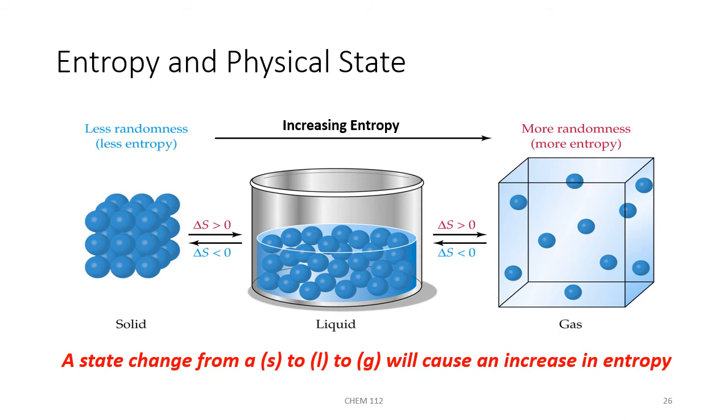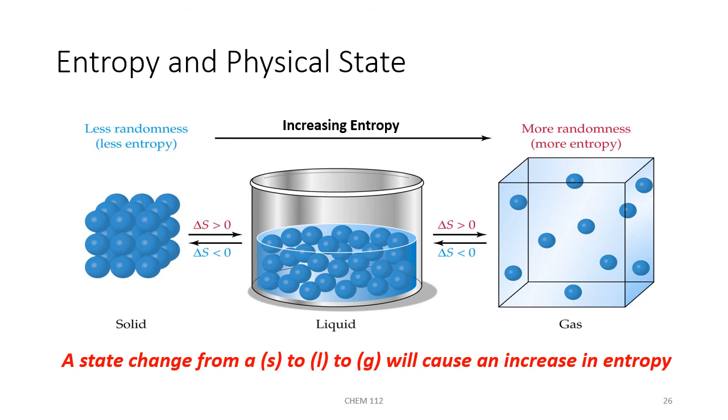Going from a liquid to a gas, or evaporation, would cause an increase in disorder because the gas particles are spaced much farther apart and they have more kinetic energy. So that would be a positive sign for delta S. If a gas condenses into a liquid, it would be becoming more ordered. So that would be a negative sign for delta S.